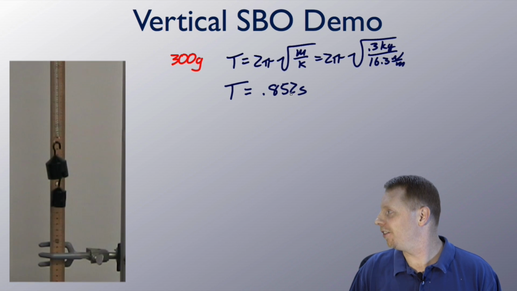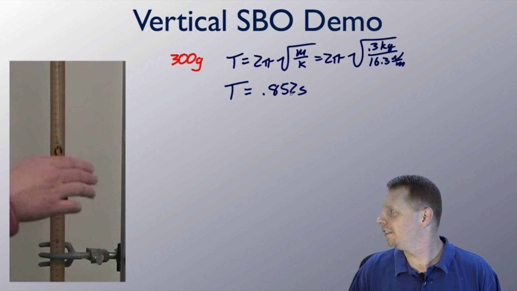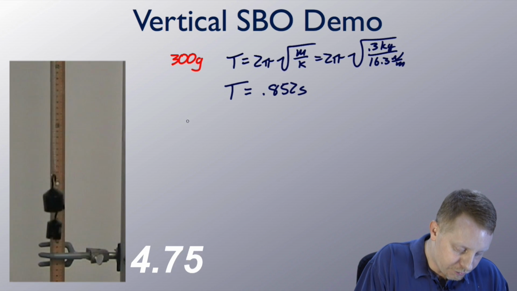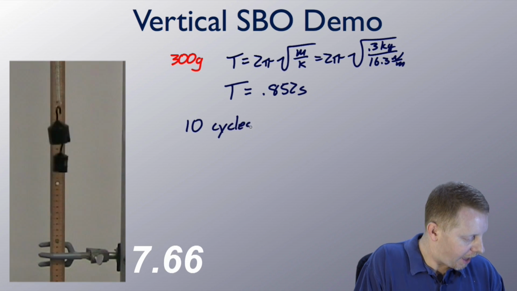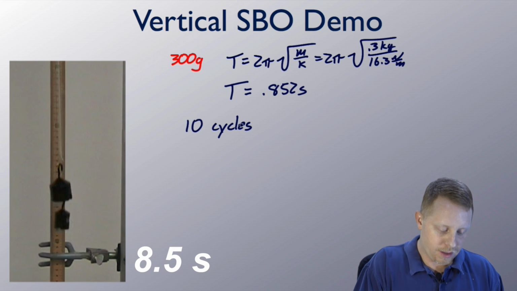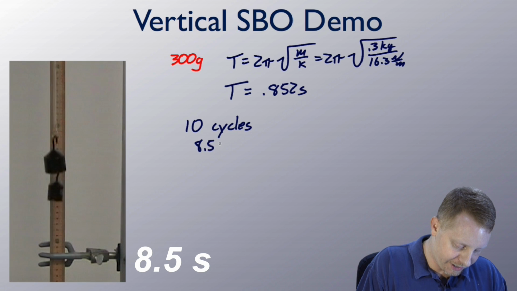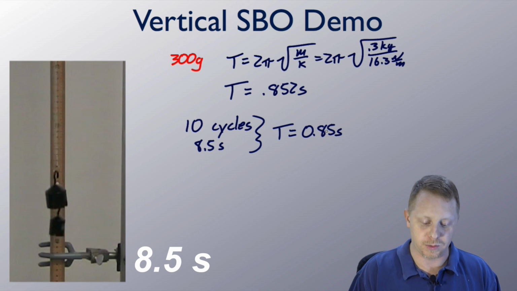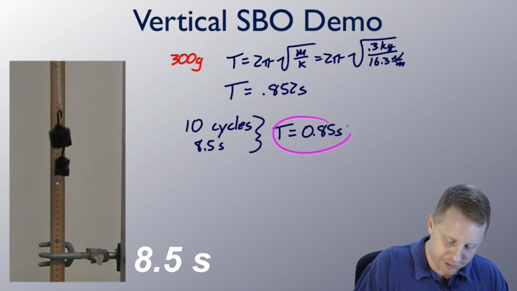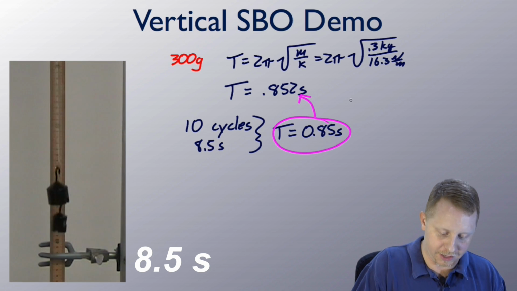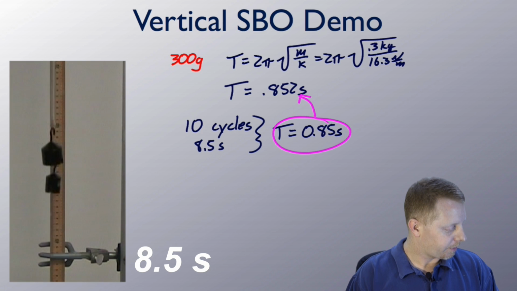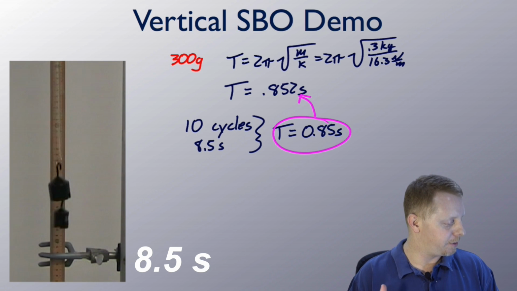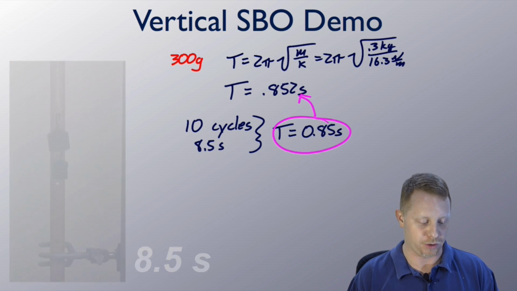Now let's actually do it and check it out. All right, as we watch it go here, we're going to watch 10 cycles. So for 10 cycles, as we look at the movie over there, I come up with a time of about 8.5 seconds, which means the period is about 0.85 seconds for each one of those cycles, which again matches up very well with what we understand for our theoretical answer. All right, so it works pretty well from that perspective. But now let's do a couple problems where we're doing some deeper calculations instead of just some demos.